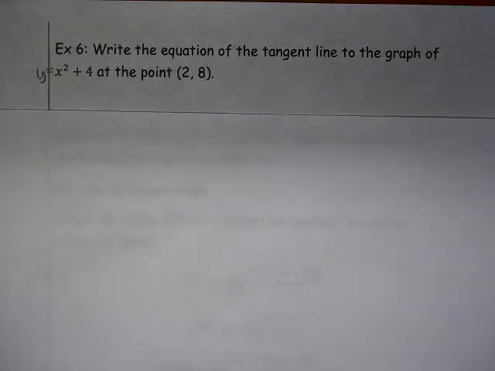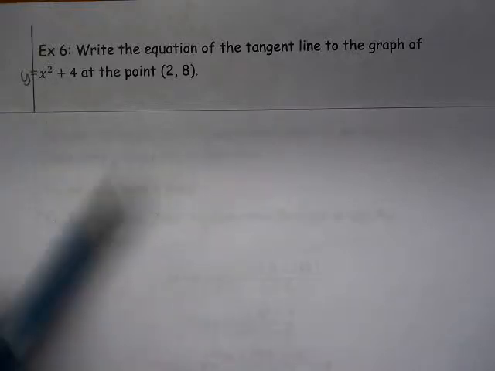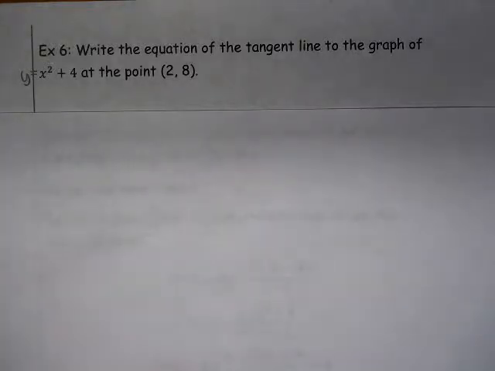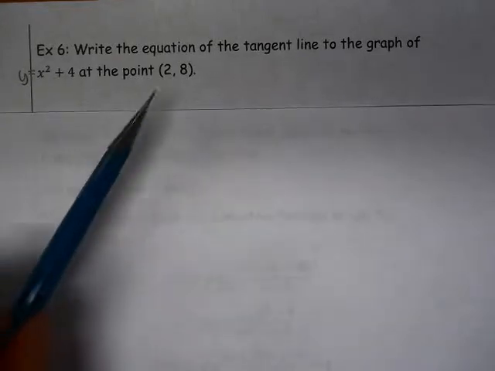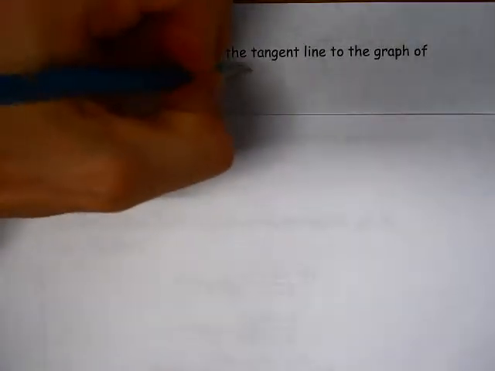Last thing we're going to talk about in 2.1 is writing the equation of a tangent line. So the instructions will look something like this. Write the equation of the tangent line to the graph of y equals x squared plus 4 at the point (2, 8). So sometimes they'll give us a point. Sometimes they'll just say when x equals 2.